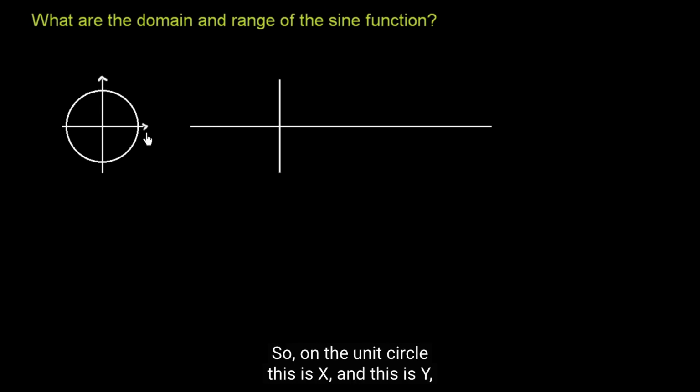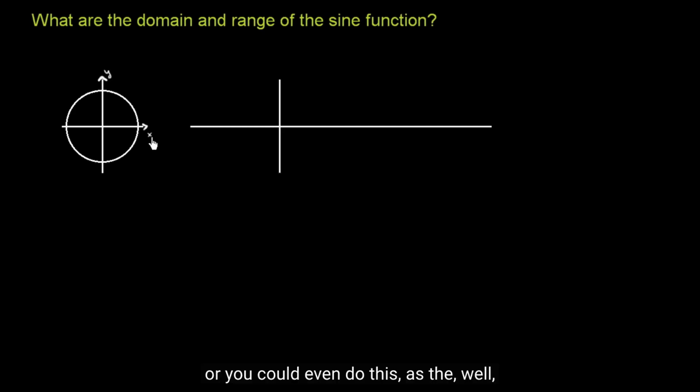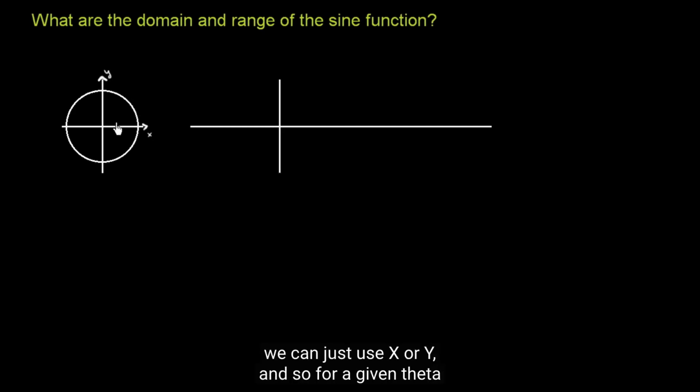So in the unit circle, this is x, and this is y. Or you could even view this as we could just use it as x or y. And so for a given theta, we can see where the terminal side of the angle intersects the unit circle, and then the y coordinate of that point is going to be sine of theta.